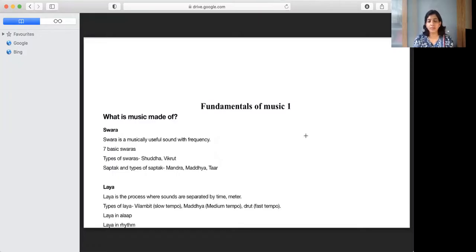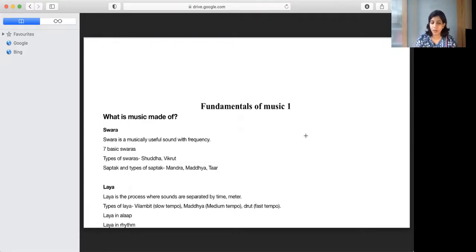But swara and laya are the two main important aspects or ingredients of any kind of music, be it Indian music, Indian classical music, Indian rock popular music, or world music, Caribbean music, European music, African music. Any kind of music is made up of swara and laya. So what exactly is swara? So swara is a musically useful sound with frequency.